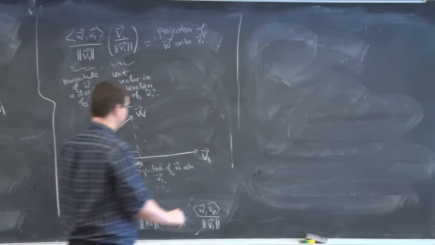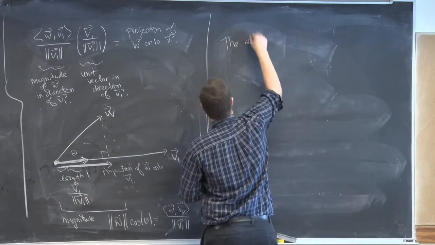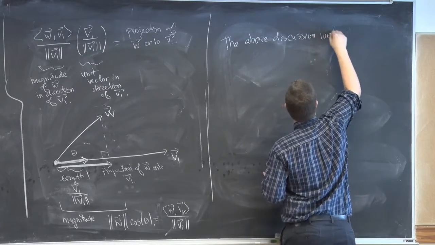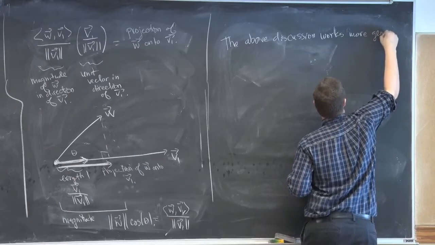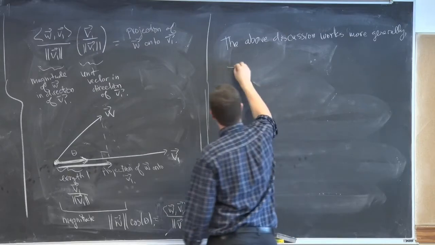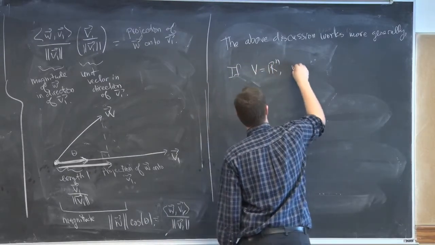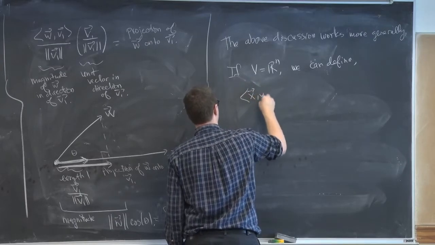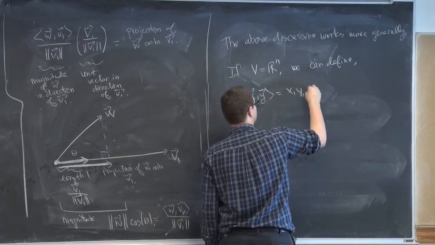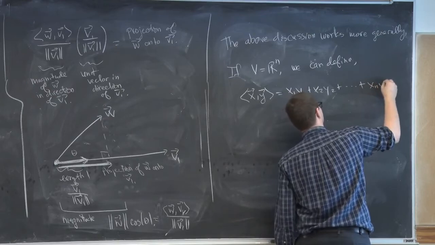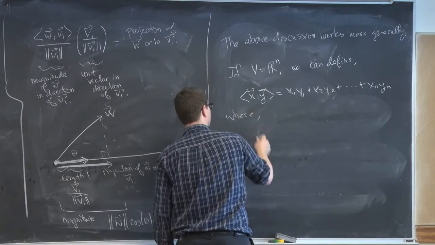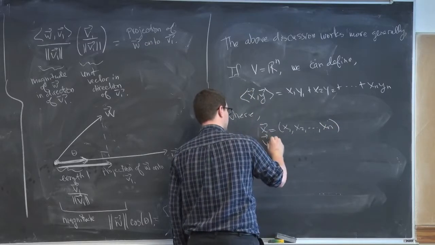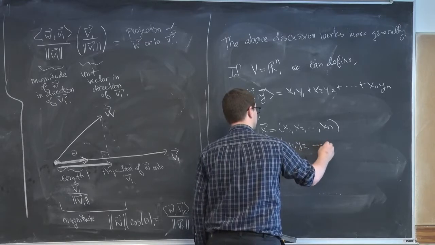Let me just say, more generally, if V is equal to Rn, we can define the inner product of x with y to be x1 y1 plus x2 y2 plus dot dot dot plus xn yn, where x is x1 through xn and y is y1, y2, dot dot dot, yn.